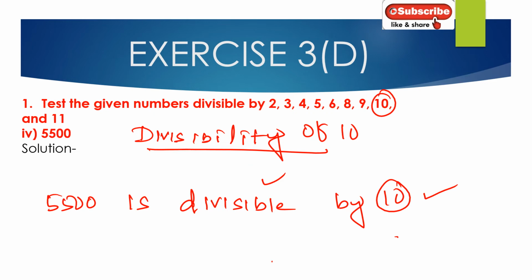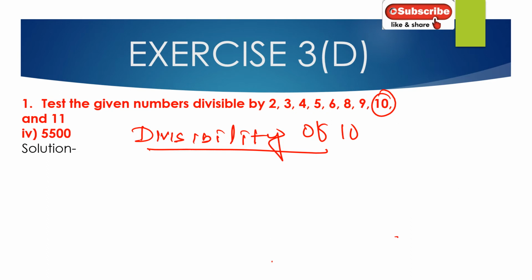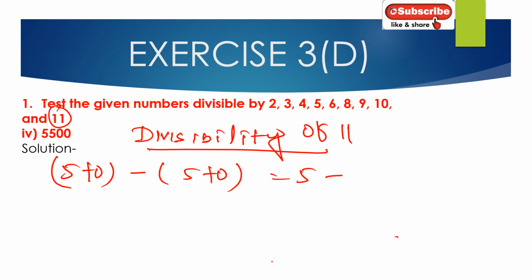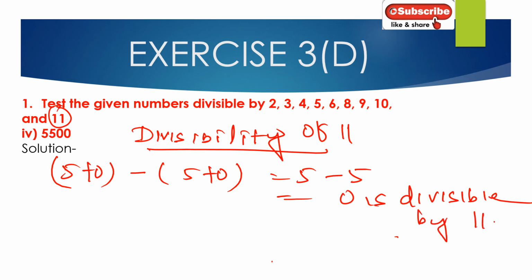Now we will check the number 5500 is divisible by 11 or not. We know if the sum of the digits at even place and sum of the digits at odd place differ by 0 or 11, then the number is divisible by 11. Here sum of the digits at odd place is 5 plus 0 and sum of the digits at even place is 5 plus 0. 5 plus 0 is 5, and 5 minus 5 is 0, and 0 is divisible by 11.